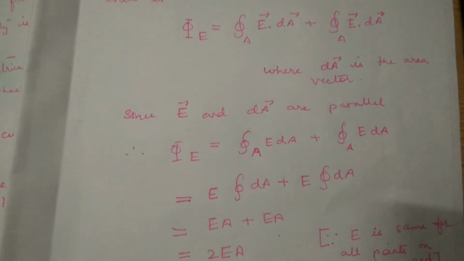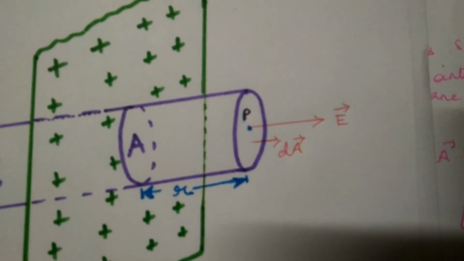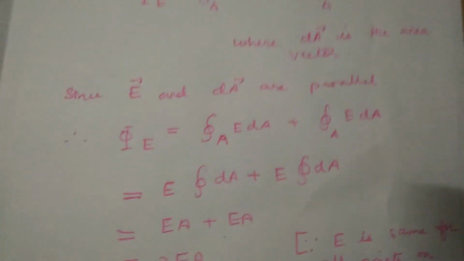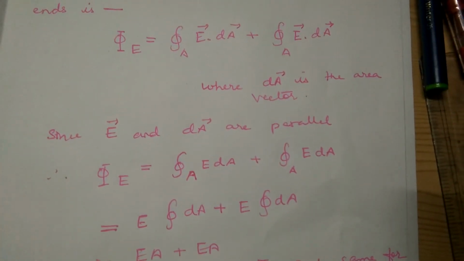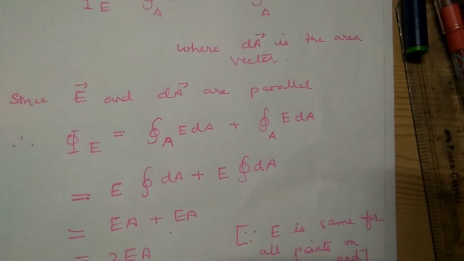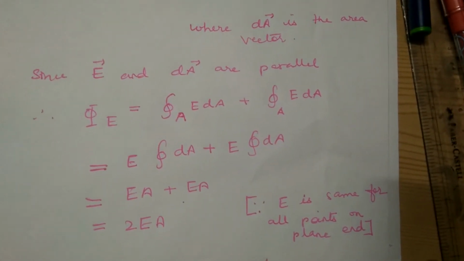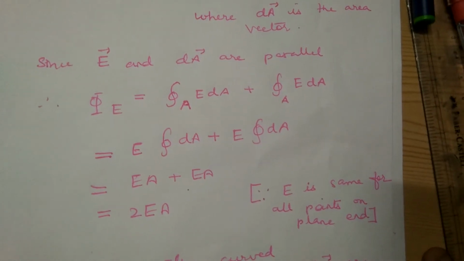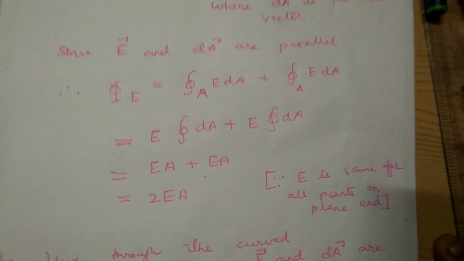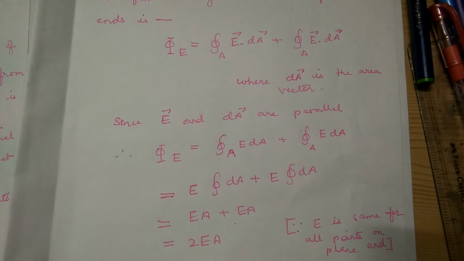Since E and dA are parallel on the end surfaces, we get E dA cos theta. So the vector sign has now gone. So E dA. E is the same, so E we can take outside. If we integrate dA, we get the total area A. So flux is equal to twice EA for the two plane ends.